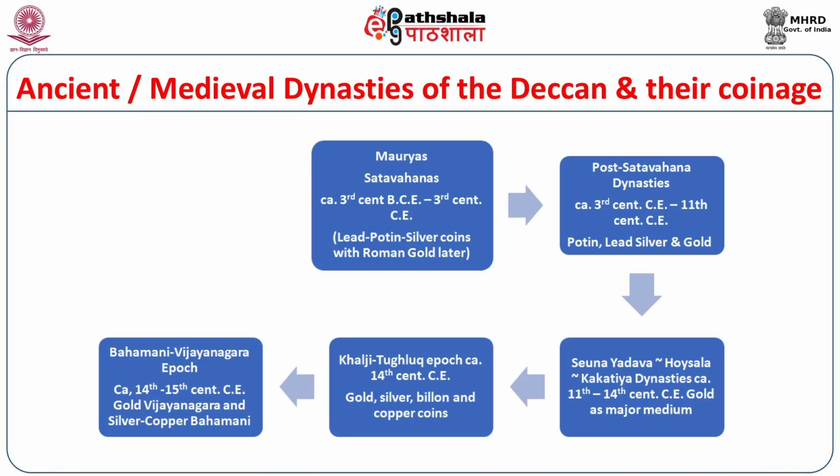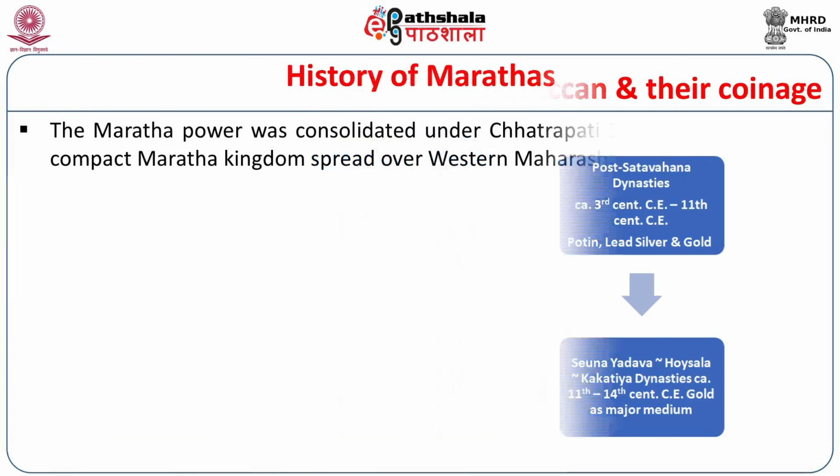And finally, just before the Marathas, there is the Bahmani and the Vijayanagar influence, very strongly influencing the coinage of the region. So it is under this condition that the Marathas came into power on the vestiges of the Bahmanis, that is the Dakkani Sultanates of Ahmednagar, Bijapur and Golconda, and Vijayanagar and its remnant under the Nayakas of Vijayanagar.